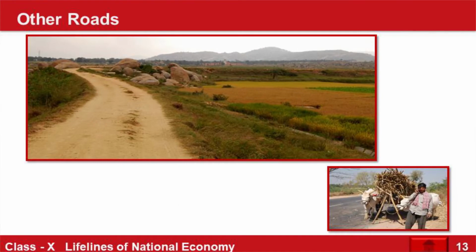Then we have last, Grameen Sarak Yojana, means constructing roads in rural areas, which has a special fund from Pradhan Mantri Grameen Sarak Yojana, and they get special projects to create roads in rural India only. So this is the next type of road.